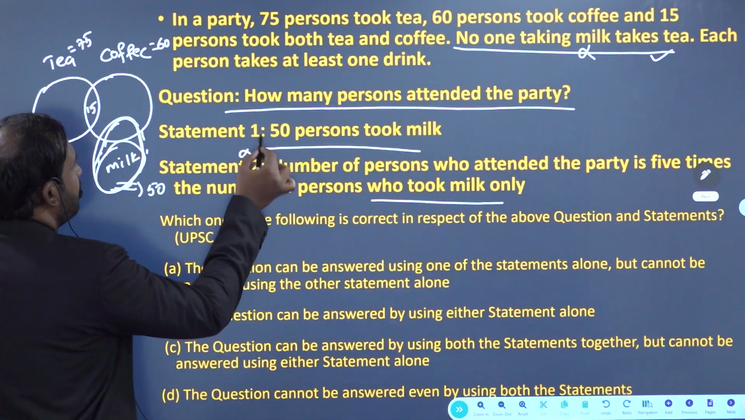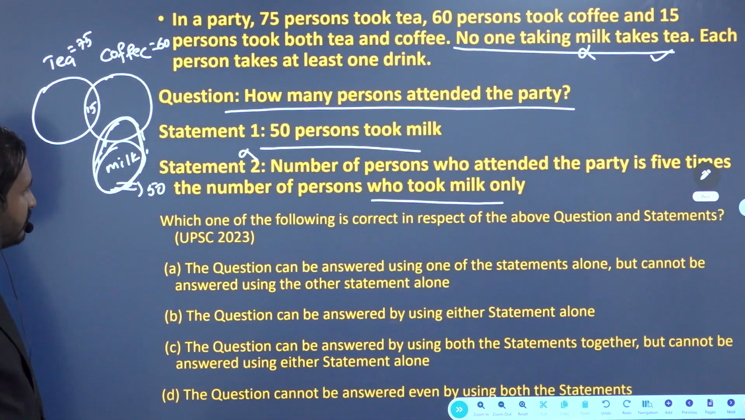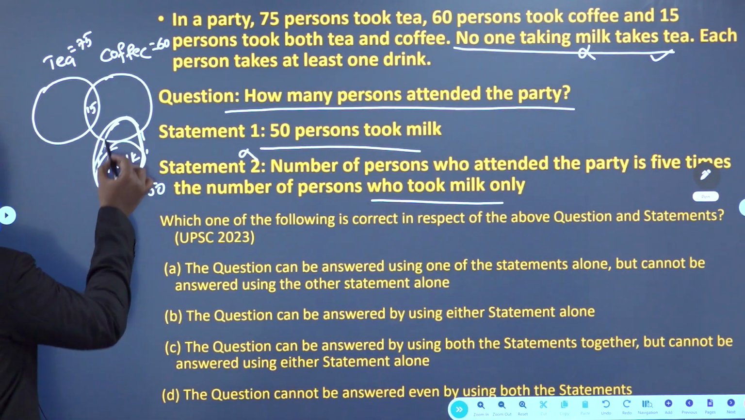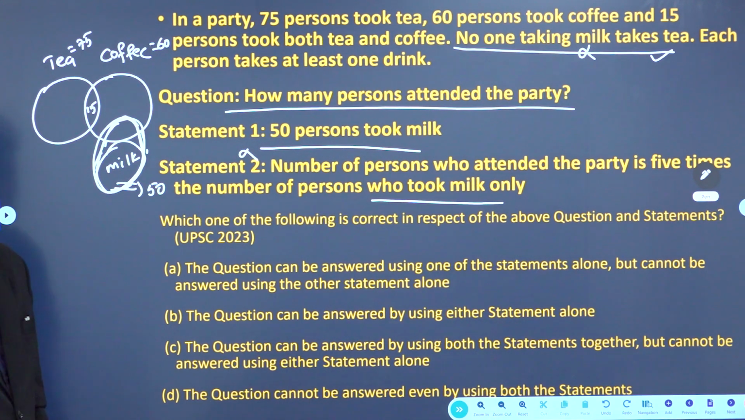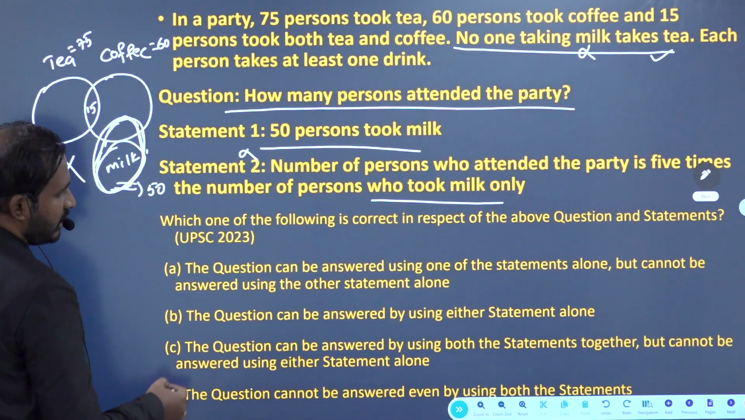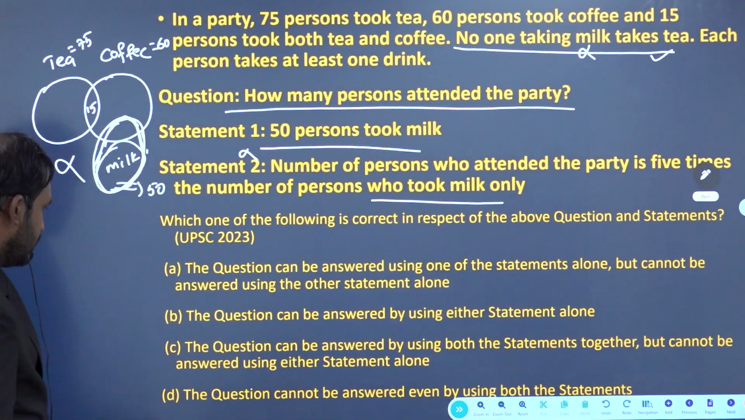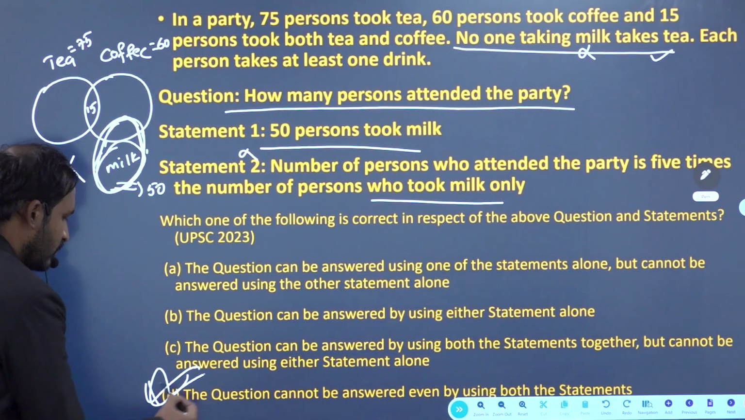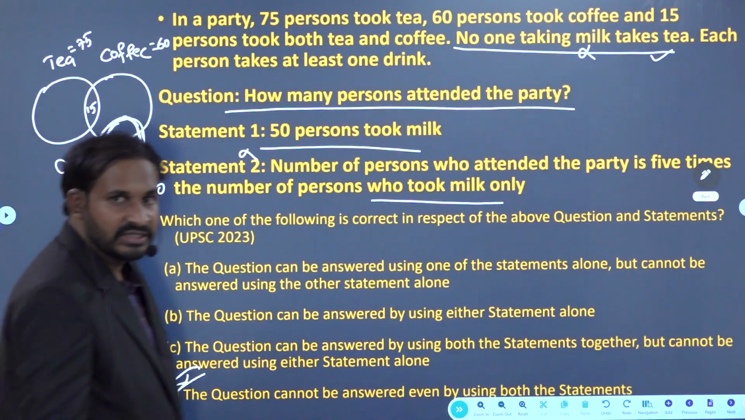Now I will try to combine these two. Still I will not be able to answer the given question, even after combining these two statements. Why? Because we don't know how many took milk and coffee together. May or may not, there is a chance for both. So the question cannot be answered even by using both the statements. So this will be my answer. Option D will be the answer for us here.